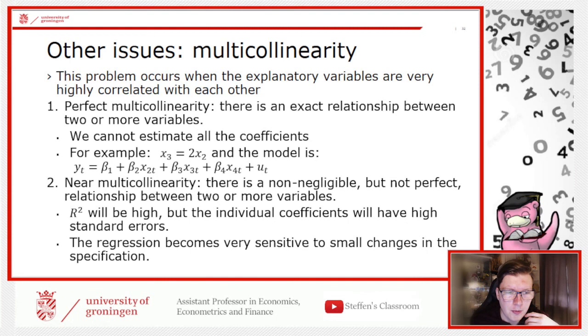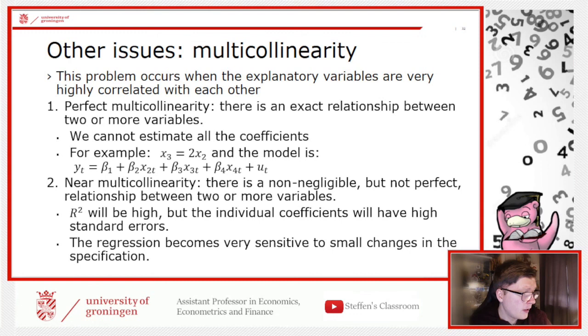And what also happens is that the regression that you do run becomes very, very sensitive to even the smallest changes in the specification. So if you have something that is, say, 90% correlated, so instead of being perfectly correlated they're just 90% correlated, you will get the problems listed here. And that's really problematic, because you would have to notice it yourself. The good thing is, like I said, it's easy to notice.